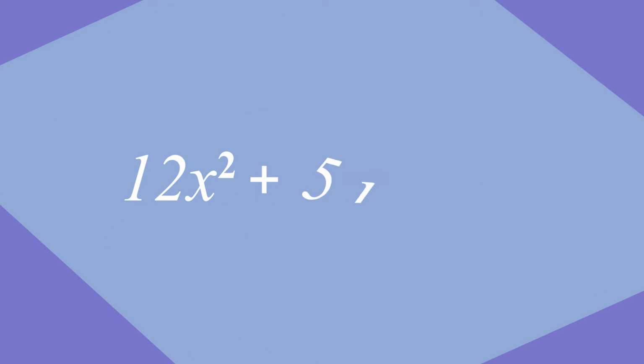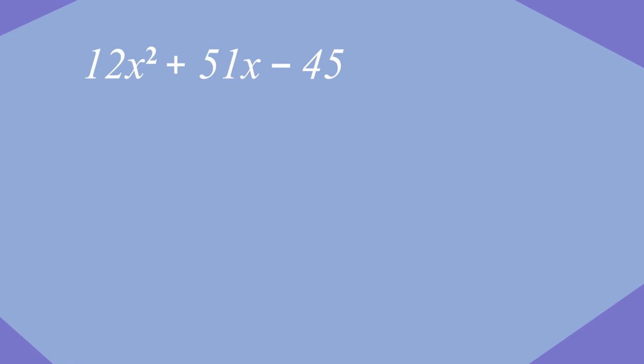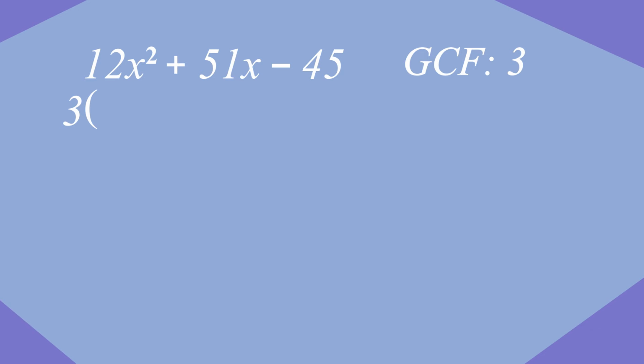Looking at another example, we have 12x squared plus 51x minus 45. What is the first step? Find the GCF, which is 3. Now let's factor 3 out by writing 3 in the front and an open set of parentheses. 3 times what would result in our original problem?